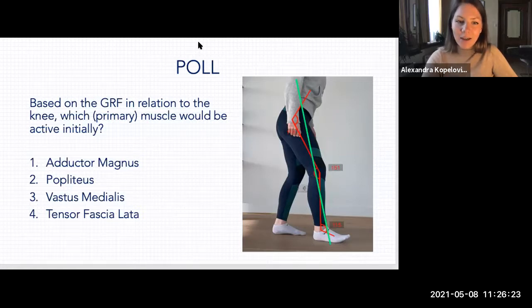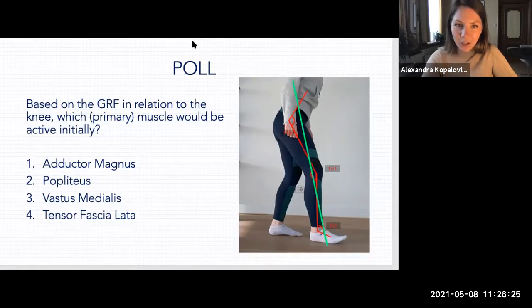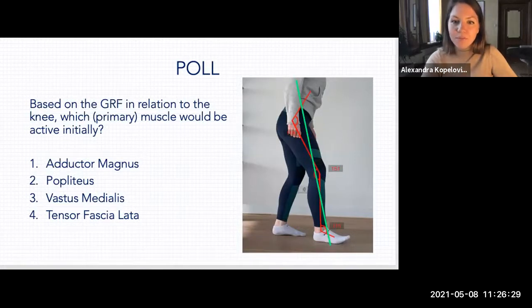Why is it vastus medialis? Let's take a look. Let me move this aside. Okay. So here's the axis of rotation of the knee joint. The axis of rotation is anterior to the ground reaction force. So the ground reaction force is posterior to the axis of rotation of the joint.